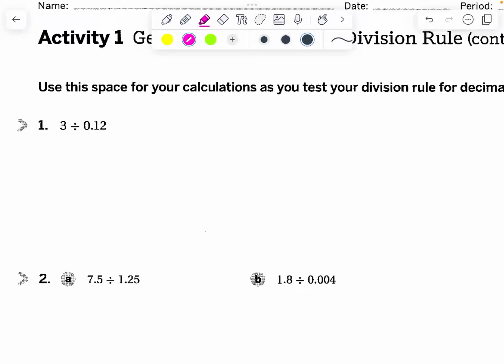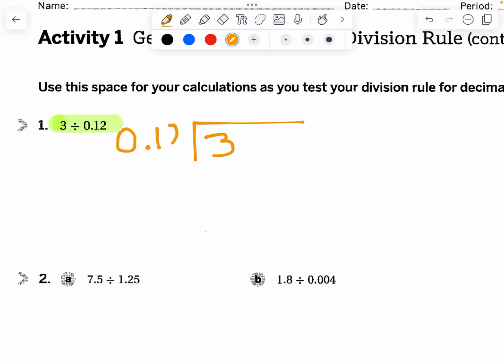First thing we want to talk about is reading a division problem. Number 1 is read as 3 divided by 12/100ths. When you read a division problem, the very first number is your dividend, which goes on the inside of your problem, and the 12/100ths is called your divisor. The divisor is the number that you're dividing by.